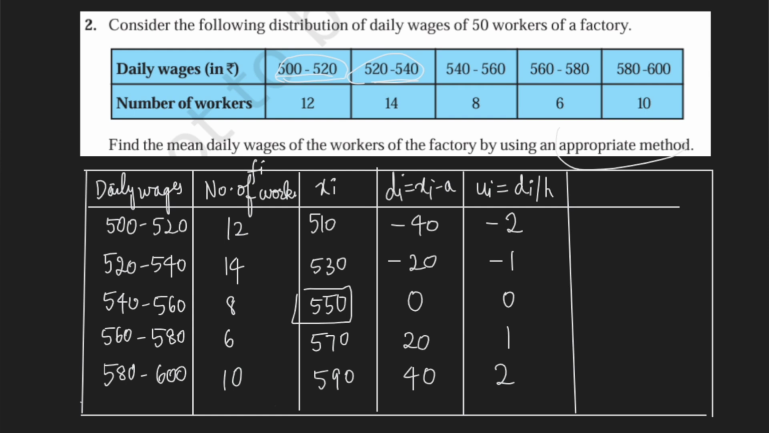The next column is for uifi. That means here we need to multiply the ui's with fi's. So this value must be multiplied with these values. So 12 times negative 2 will give us negative 24. 14 times negative 1 is negative 14. So 8 times 0 is 0. 6 times 1 is 6. And 10 times 2 is 20.